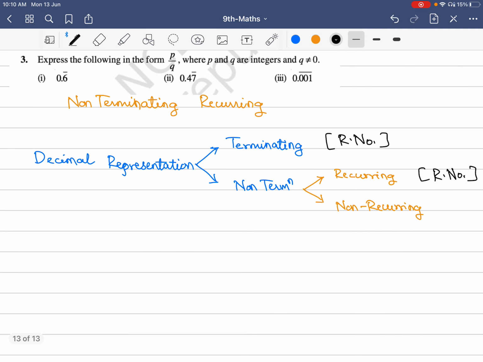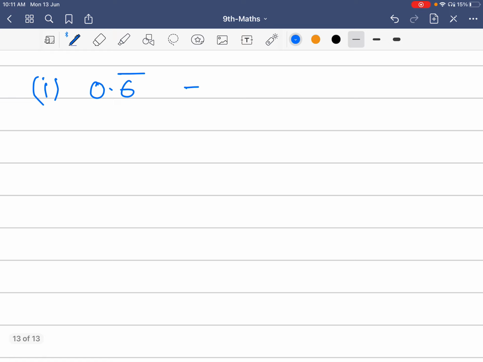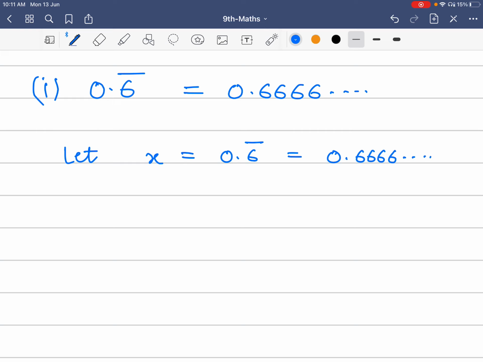So I'm going to take the first example, which is 0.6 bar. Let me write it down. This is 0.6 bar. Let's zoom in. So 0.6 bar is nothing but 0.6666 infinitely. So let me represent x as equal to 0.6 bar, which is equal to 0.6666 dot dot dot. Now I'm going to multiply both the sides of the equation by 10.